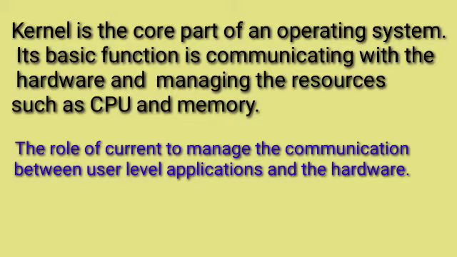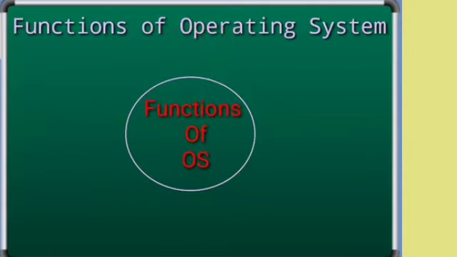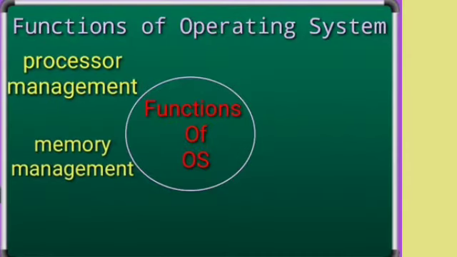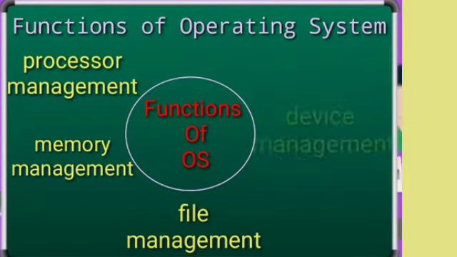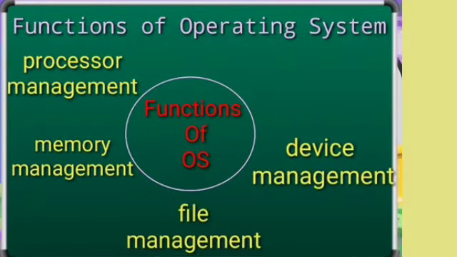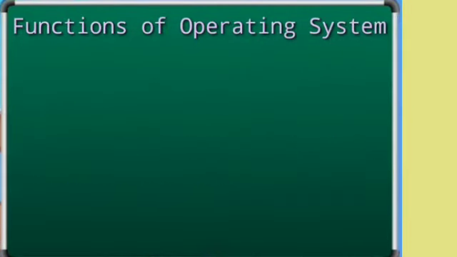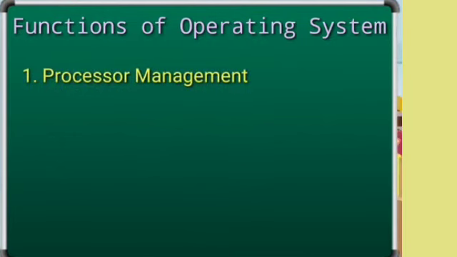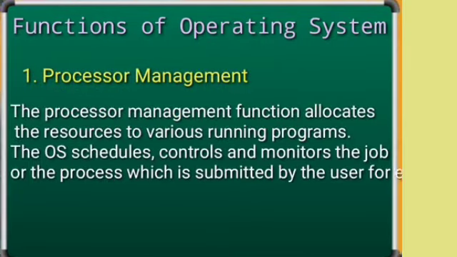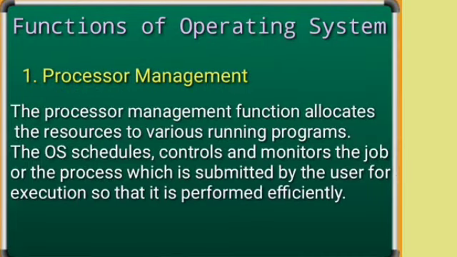So let us see all these functions in detail. About the functions of the operating system, we have already discussed the different types of operating systems. So today let us look into the different functions of OS. The first one is the processor management. So in processor management, operating system manages the process. Now what is the management of the processor?